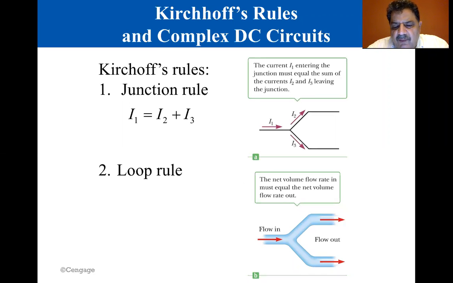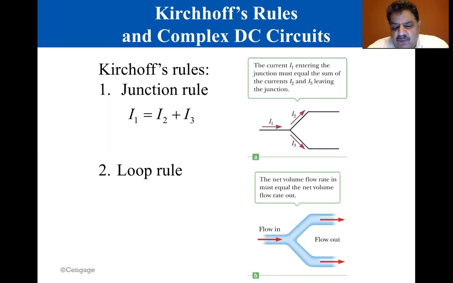The figure on the right represents a mechanical analog of the circuit. In this analog, water flows through a branched pipe with no leaks. The water flow rate into the pipe equals the total flow rate out of the two branches.